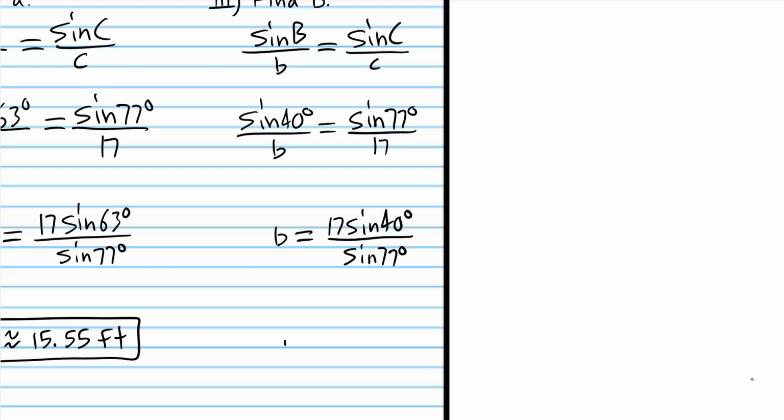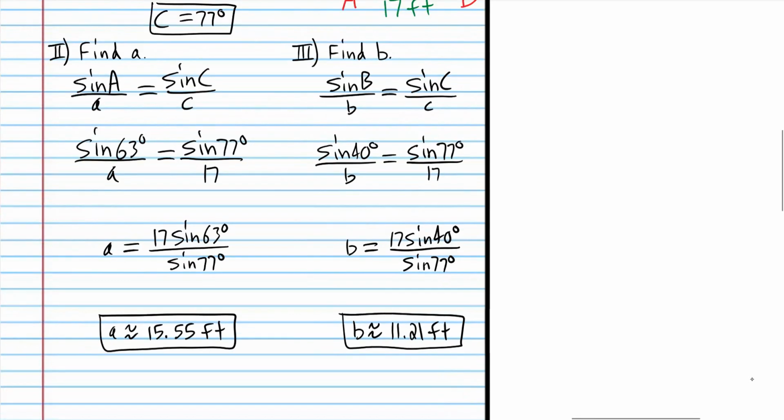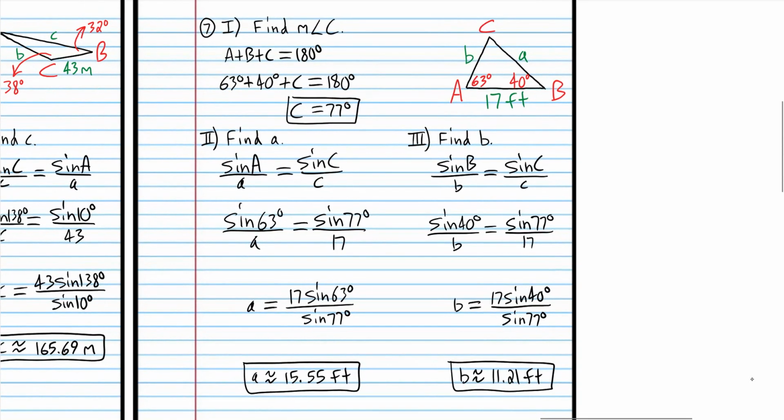So now we go to the calculators. 17 times sine 40, enter, divided by sine 77, enter. And we get 11.21. And that is feet. Again, you must write your units. If you don't write your units, then you would lose points on a test. So if you got those numbers, excellent. Good job.